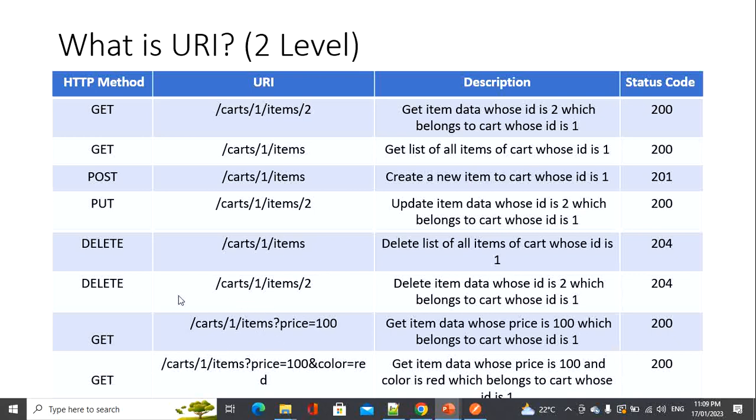Similarly, I'm interested in deleting a specific item. So something like this, we need to form cart slash one slash item slash two. Here I'm just passing a query parameter: cart slash one slash items question mark price is equal to 100. That means I want to delete the items whose price is 100 and belongs to the cart whose ID is 1. Or I want to fetch that particular data, so then get. Similarly, two query parameters, color is equal to red and price is equal to 100, something like this. So these are various examples of two levels of URI formation.